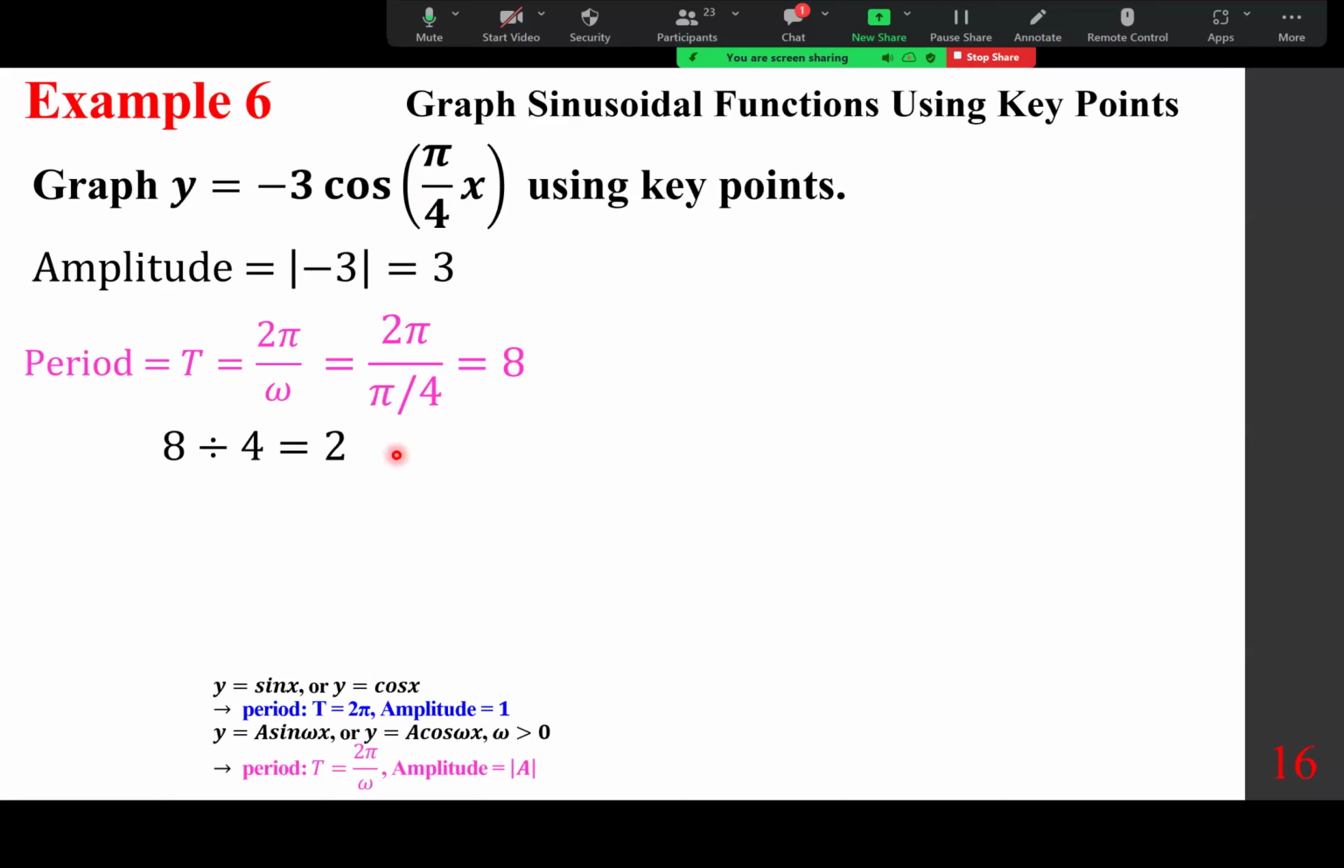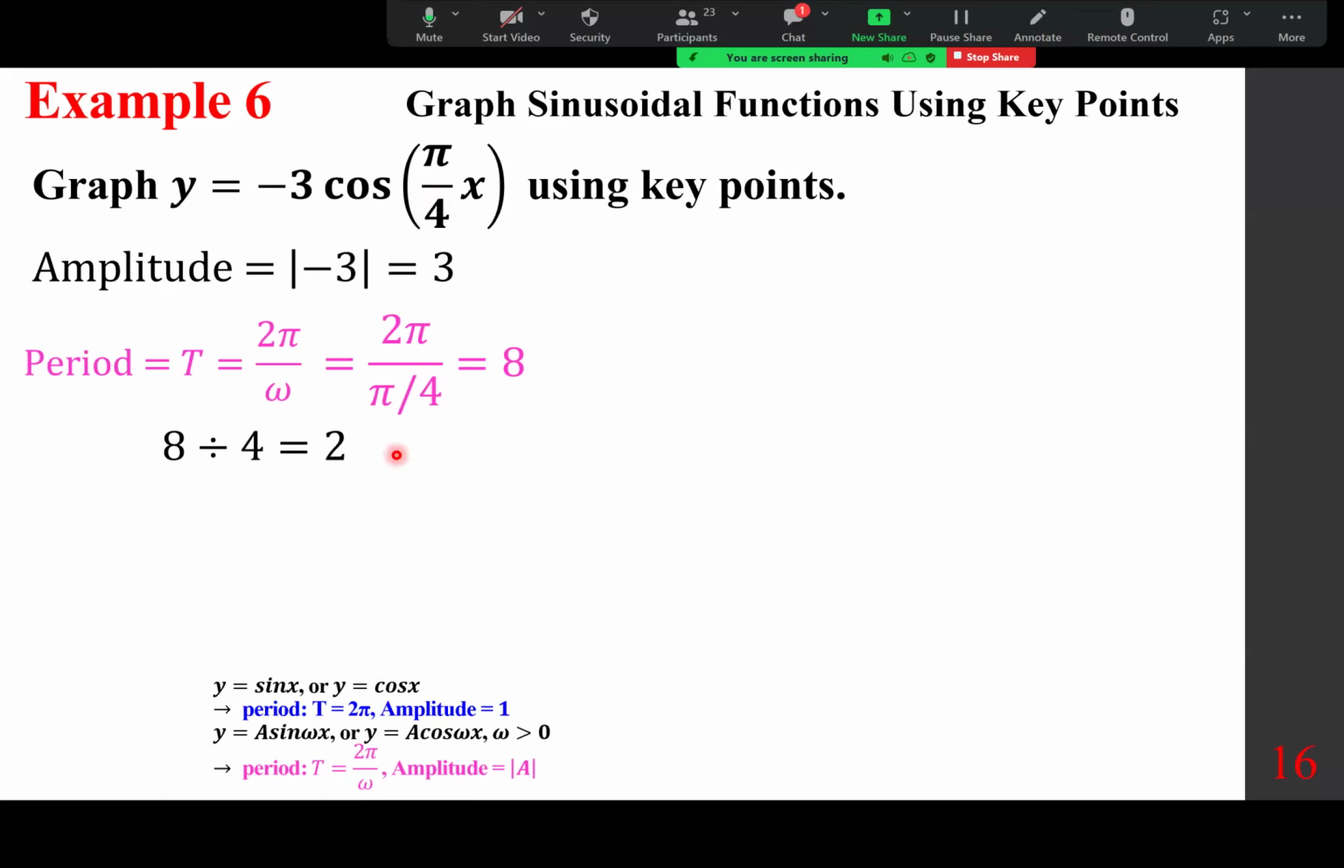So I'm going to go back over this one more time because it was dealing with easy numbers. I went through that fast. The absolute value of negative 3 is 3. 2 pi divided by pi over 4 is 8. Cut that into 4 equal parts, you get 2. So you go from 0 to 2, 2 to 4, 4 to 6, 6 to 8. Now you're going to plug in. I'm going to show you a couple of them and the rest of them we can figure out.